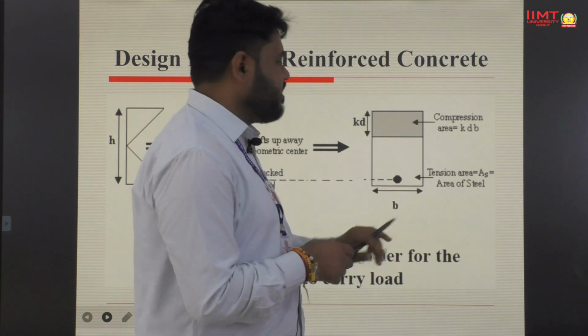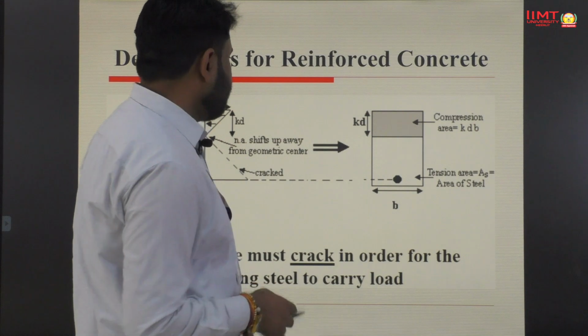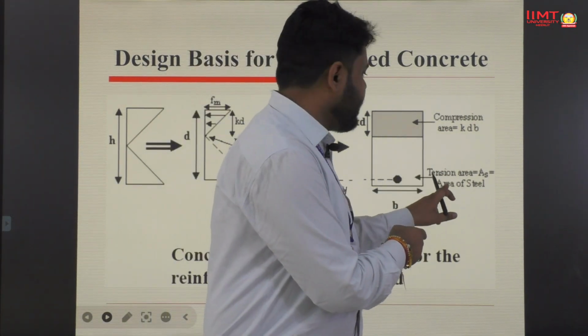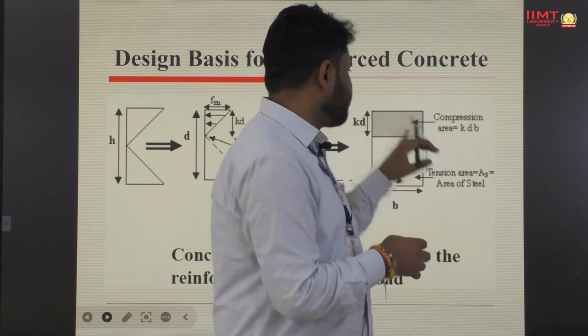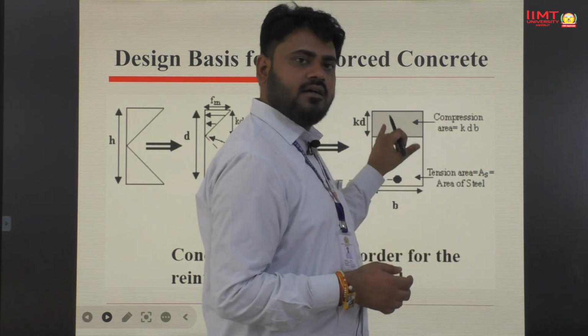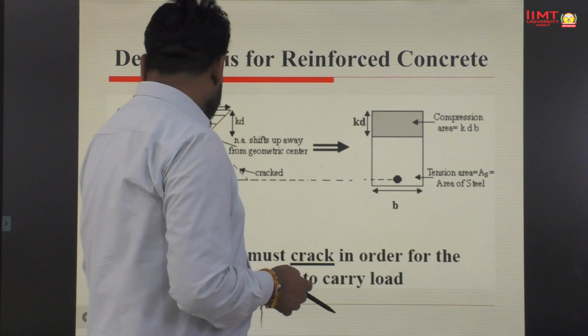This is reinforced cement. You have to see the reinforced cement. Look here: the tension area should be represented by the area of steel, A_s, and the compression area should be K into D, into the depth D. This is the D level. You have to see this in the next slide.